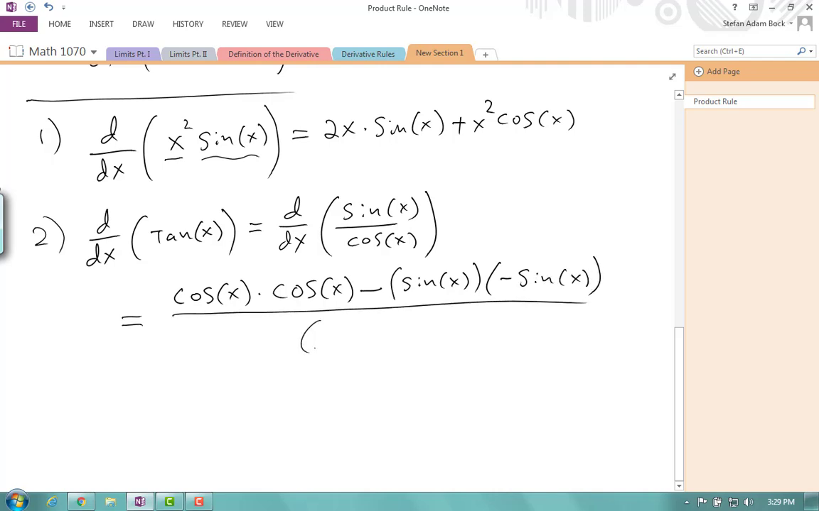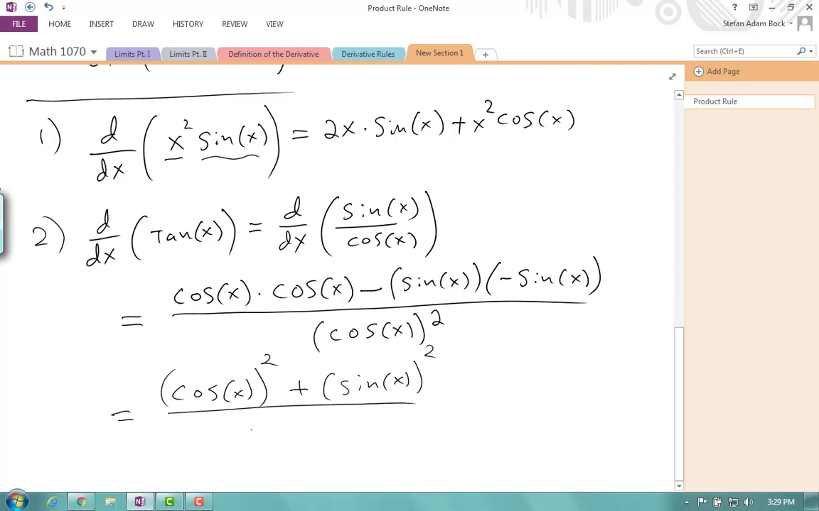All divided by negative, hold on, nope, the square of the bottom by itself. Just cosine of x, all squared. I have cosine of x, quantity squared, minus negative sine of x, so this is actually plus sine of x, quantity squared, divided by cosine of x, quantity squared.